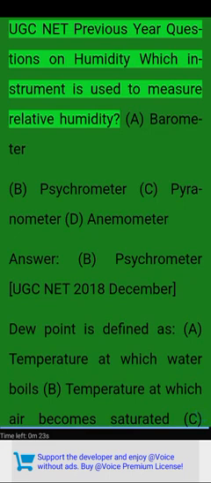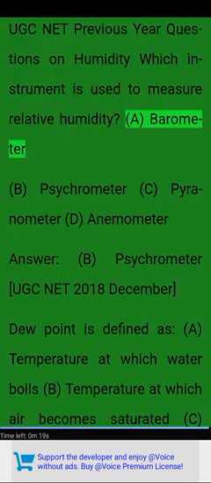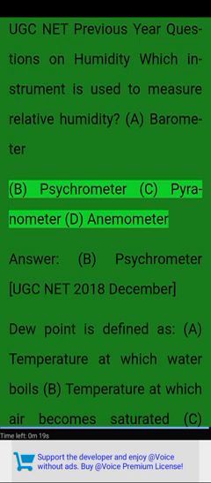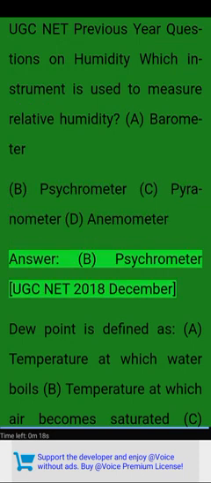UGC NET previous year questions on humidity. Which instrument is used to measure relative humidity? A. Barometer. B. Psychrometer. C. Hygrometer. D. Anemometer. Answer: B. Psychrometer. UGC NET 2018 December.